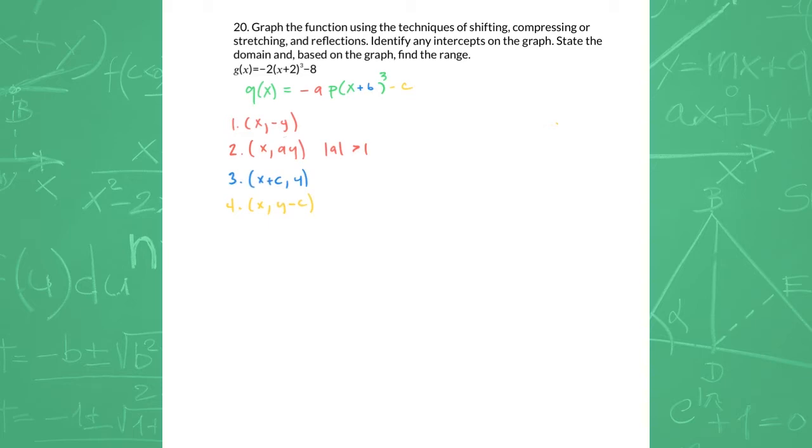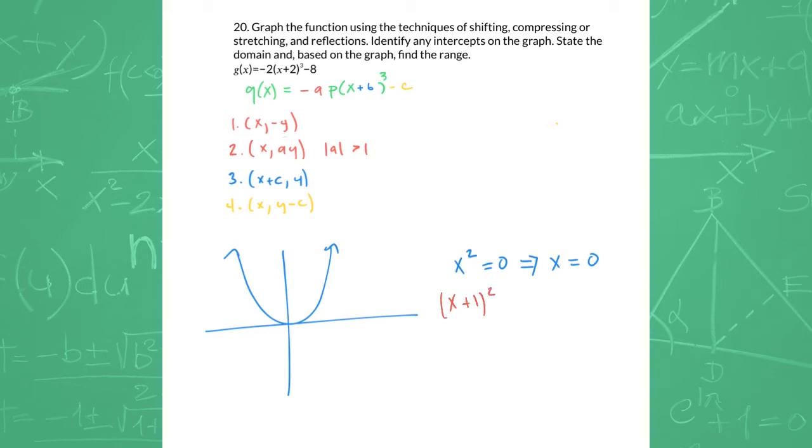Let's take a look at the behavior of a parabola. We know that it has a root at the origin, meaning when we set the function equal to 0, x is equal to 0. But what happens when we add a positive number to our x values, making the function (x + 1) squared? Well, our root is equal to negative 1.